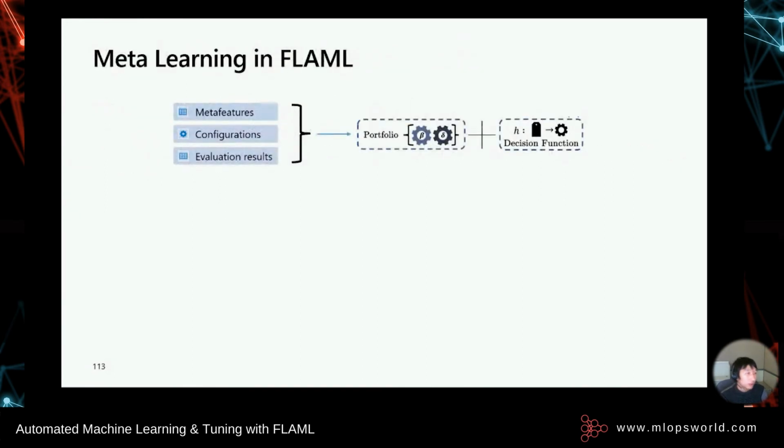The meta-learning approach in FLAML is demonstrated in this picture. The input to meta-learning contains several things: a set of tasks and their meta-features, a set of hyperparameter configurations, and the results on each input task. The output of meta-learning is a portfolio of hyperparameter configurations and the decision function that maps a featurized task to a configuration. Let's go over these concepts one by one.